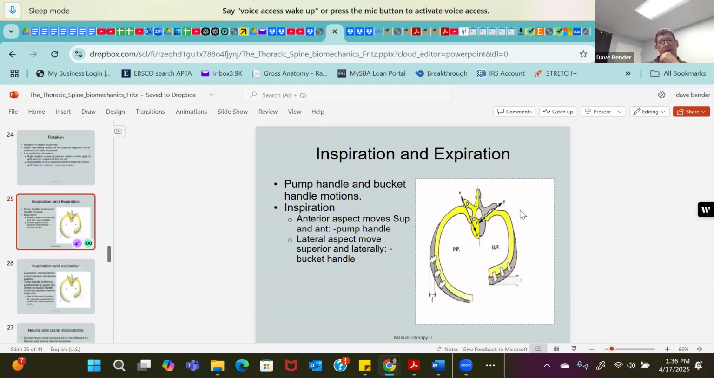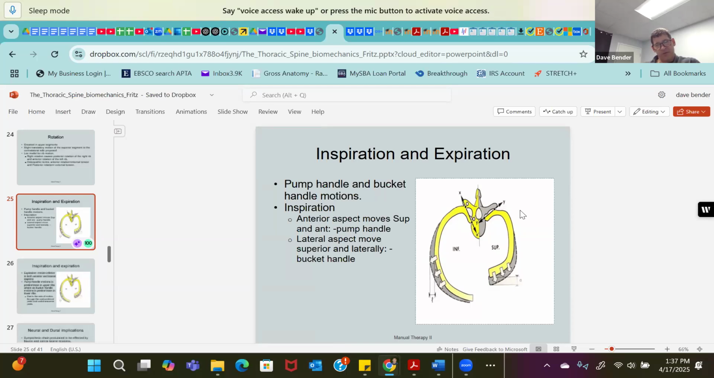We think about pump handle and bucket handle motions with inspiration. We think about breathing in, and you can all do this right now. You're going to breathe in. And we're talking about the superior segment here. On the right-hand side of this image, look at the transverse plane of the joint, and that one where we're doing the bucket handle motion on that right side of the rib.